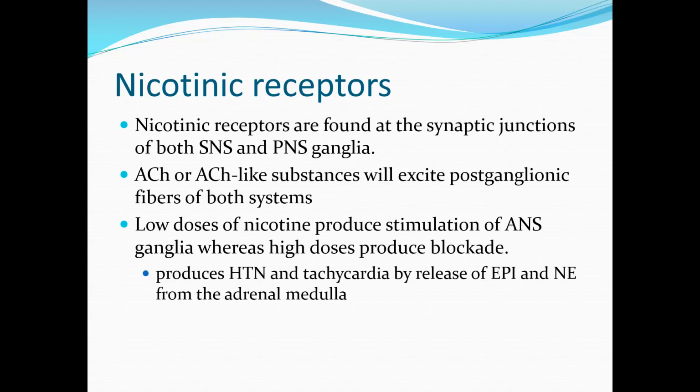So when you give low doses of nicotine, you get stimulation of the autonomic nervous system of the ganglia. But if you give high doses, it actually has the opposite effect. So it acts as if it's antagonizing it. So a little bit of smoking makes everything excited, but when you smoke too much, you pass out. People usually don't get there.